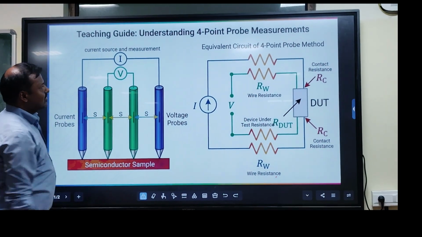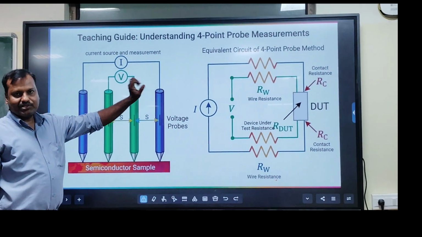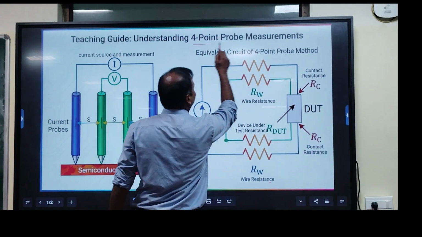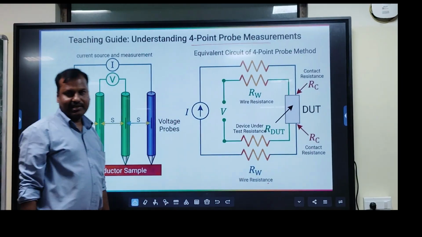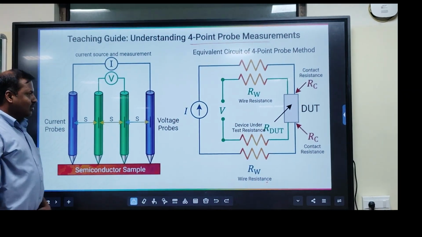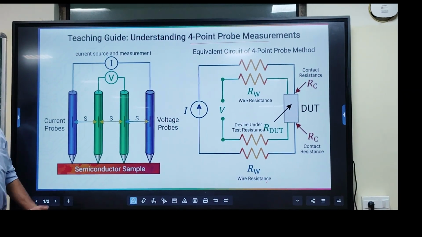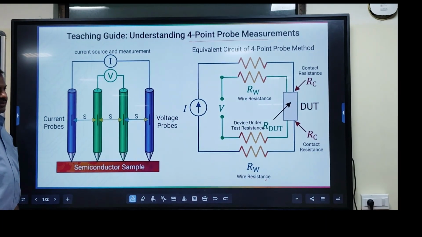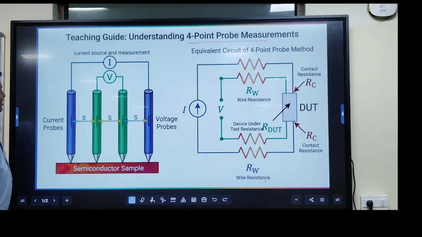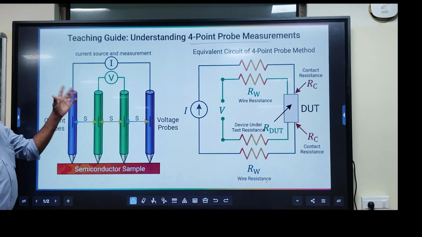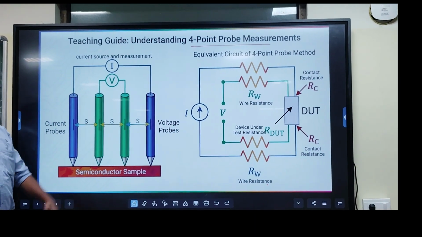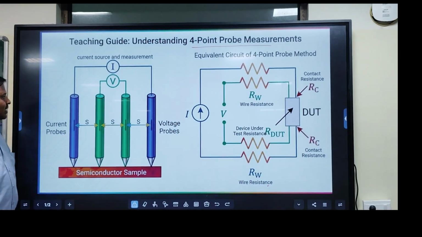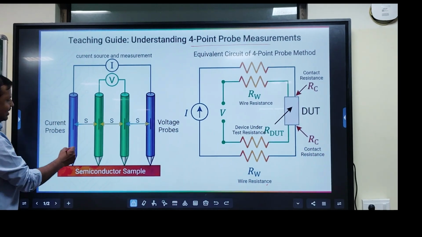In this lecture, we are going to discuss four-point probe measurement, basically the conductivity measurement, followed by the derivation of the relation for the resistivity. Here, four probes means we have four probes and we will be measuring the conductivity using the probes.